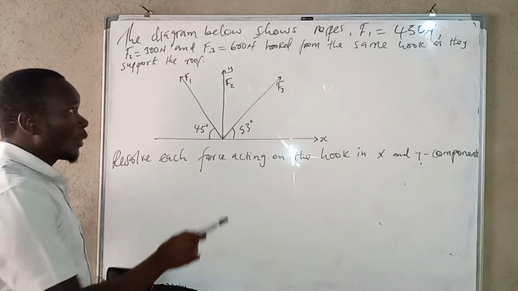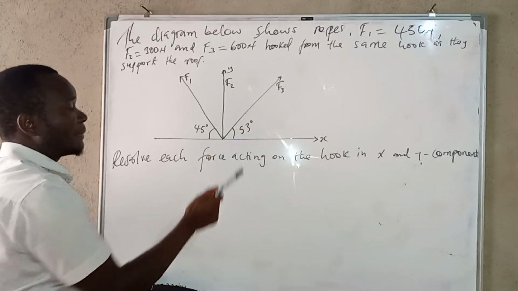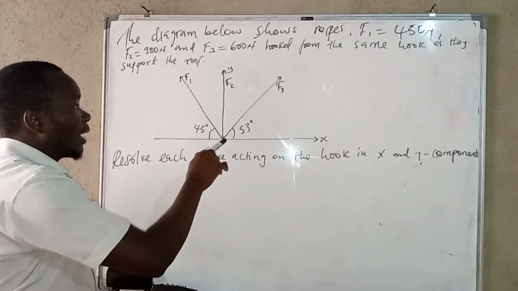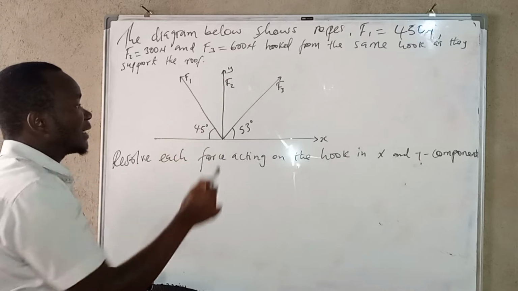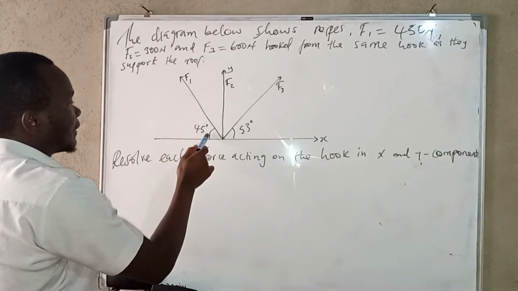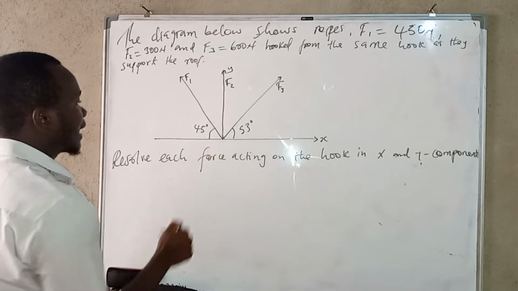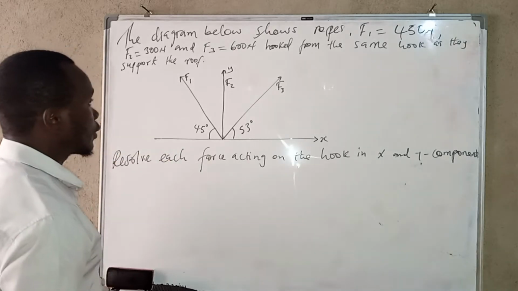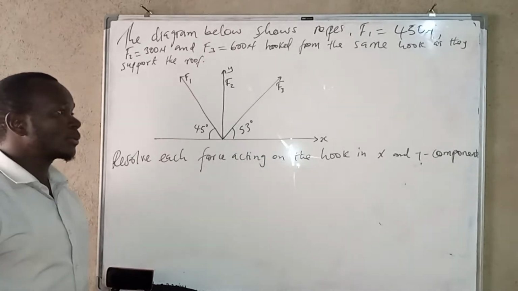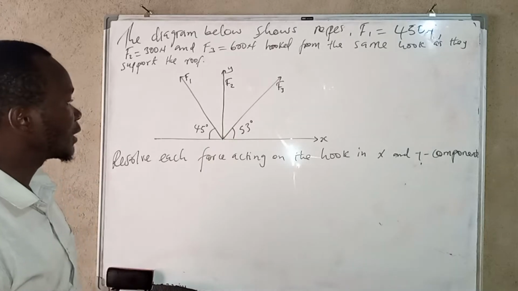Now, we have been given that this is acting at 53 degrees from the positive x-axis, and this one is acting at 90 degrees, and this one is acting at 45 degrees from the negative x-axis. Now, we are going to resolve these into x and y components. So we can resolve for each force.